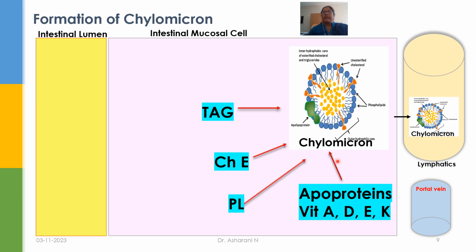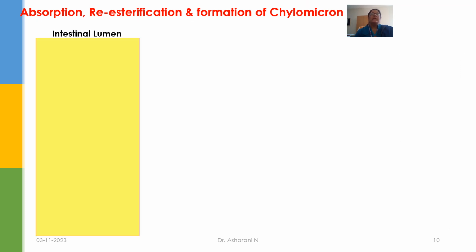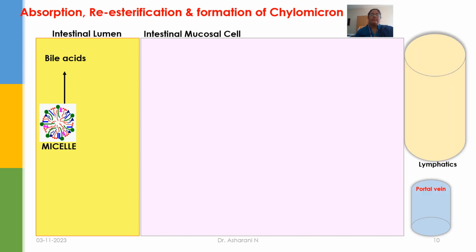These chylomicrons will enter the lymphatics. They don't directly enter the circulation, they enter the lymphatics. From lymphatics, through the thoracic duct, they enter the circulation and they are either used or stored in the peripheral tissues. So these are the steps of digestion, re-esterification and formation of chylomicrons.